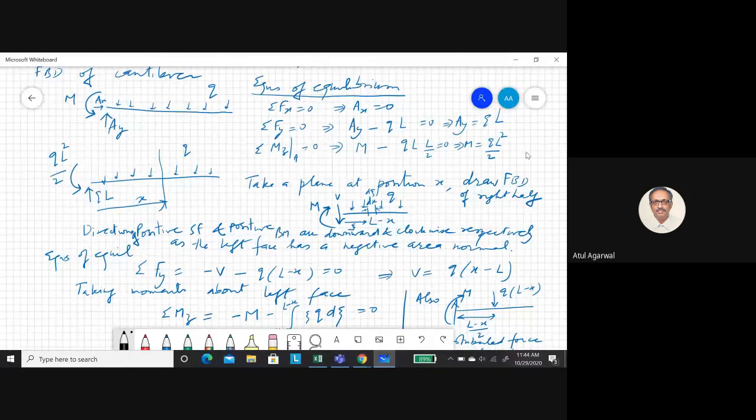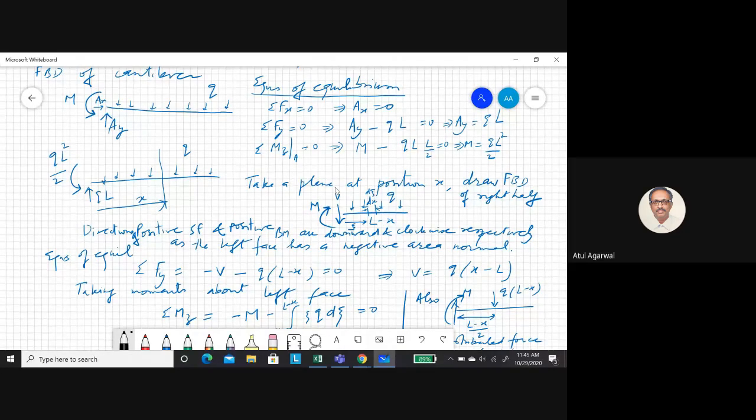So you got the equations of equilibrium, you're done. You have found the reactions. Now we work on finding the shear force and bending moment diagram. You take a plane like this, and now you draw the free body diagram of the right half. You can draw the left half also, no problem. So right half, these are the forces in the right half. Since it is the left face of this part of the cantilever, and this area normal is in negative x direction, you have to take downward force and clockwise moment. So they will qualify for a positive shear force and positive bending moment.